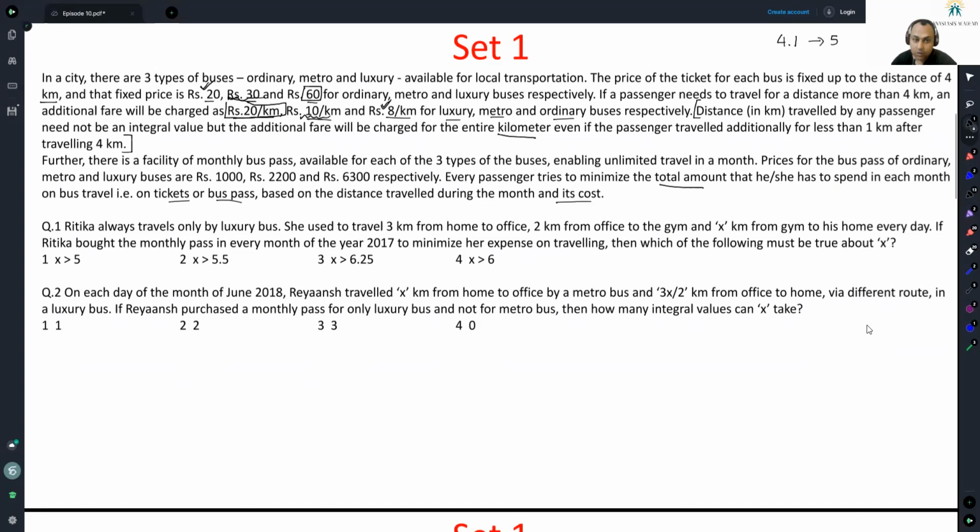Ritika always travels only by luxury bus. Okay. She used to travel 3 kilometers from home to office. So here she will pay 60 rupees because that is the minimum fixed price that she has to pay. 2 kilometers from office to gym. Again, she will pay 60 rupees. And X kilometers from gym to office every day.